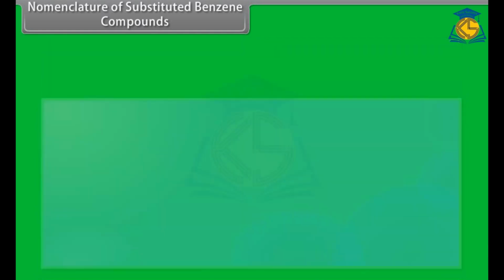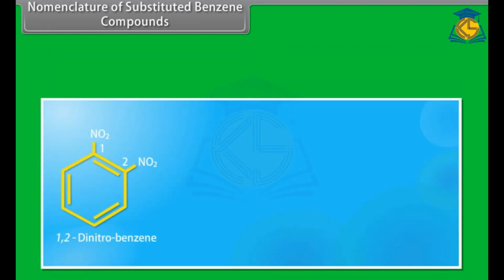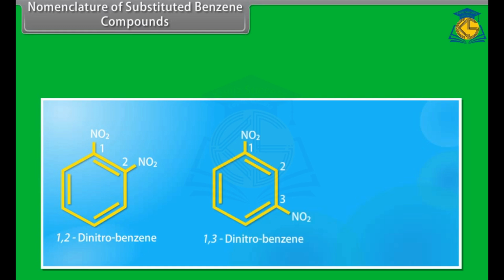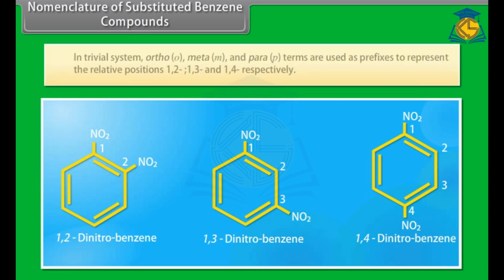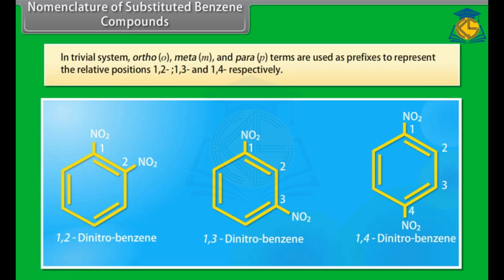For example, 1,2-dinitrobenzene, 1,3-dinitrobenzene, 1,4-dinitrobenzene. In the trivial system, ortho (o), meta (m), and para (p) terms are used as prefixes to represent the relative positions 1,2, 1,3, and 1,4 respectively.